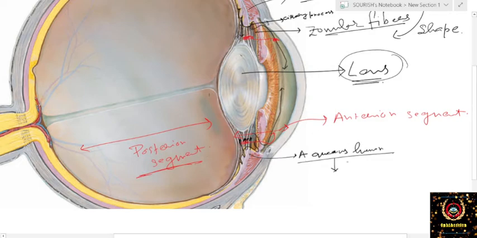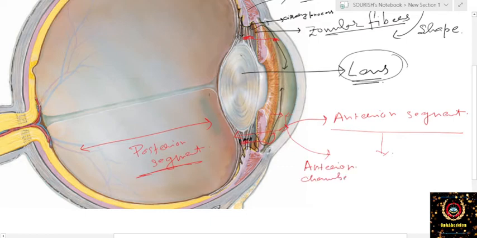Now this anterior segment, let us remove this part. This anterior segment is divided into two parts. In front of the iris and behind the cornea, it is called anterior chamber.